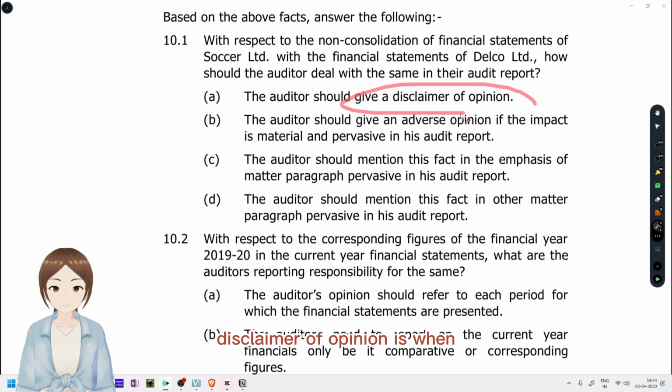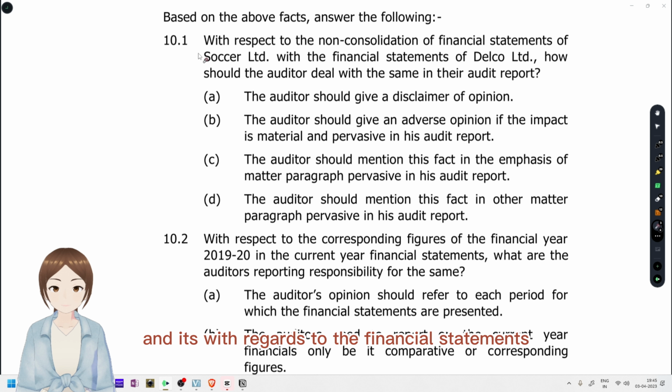Disclaimer of opinion is when it is with regards to the internal controls. If it is either material or pervasive, they could give a qualified opinion. Since it's material and pervasive and it's with regards to the financial statements, the auditor should give an adverse opinion. Yes, option B, an adverse opinion, is the most appropriate answer.